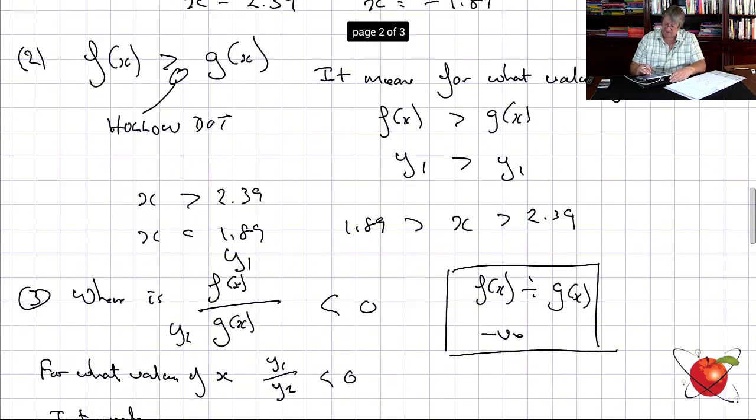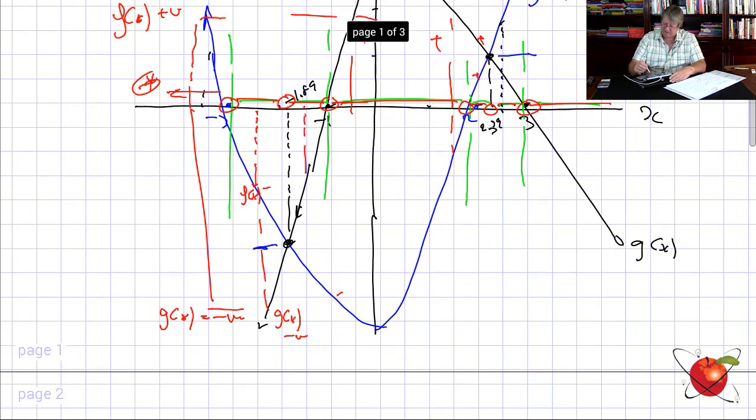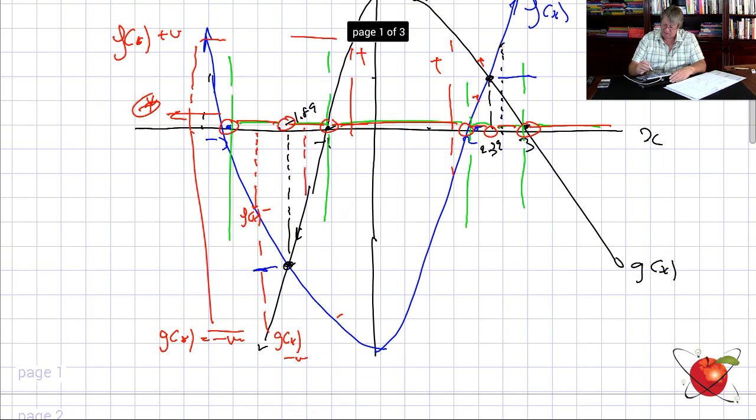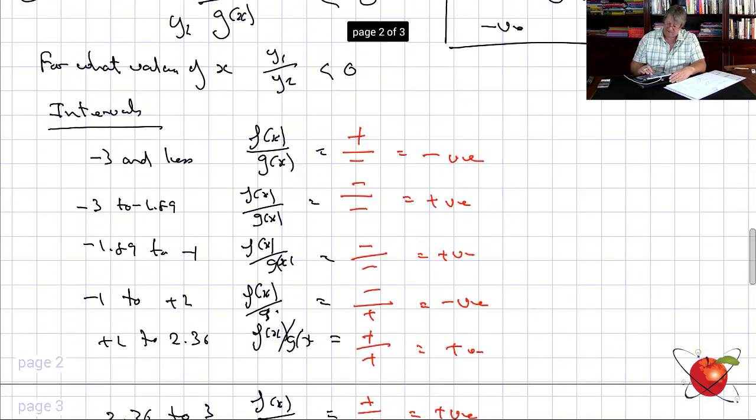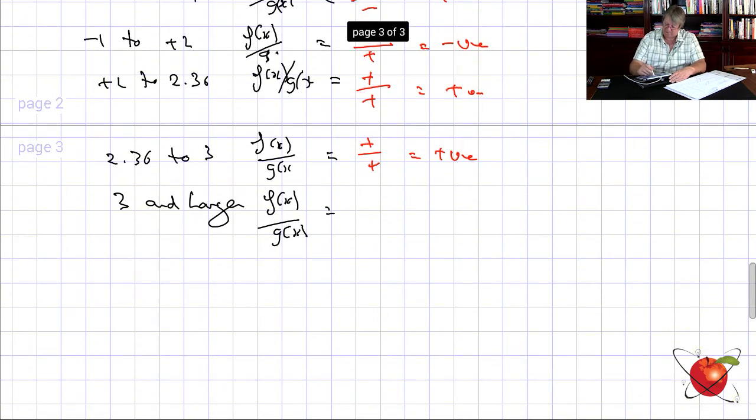Let's go and find it. F of x over g of x in this zone now. I'm in the zone after 3. I've now got f of x as a plus and g of x as a minus, which gives me negative.